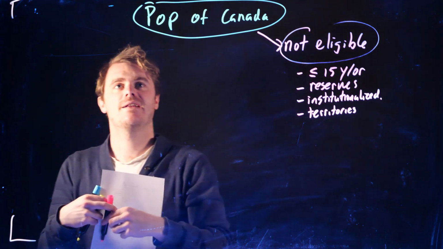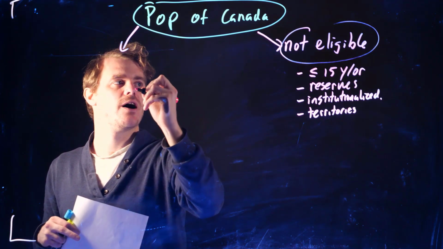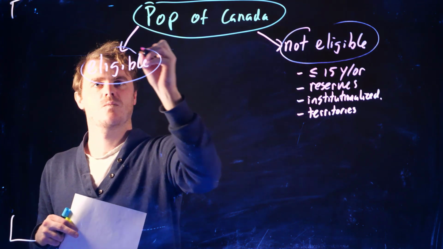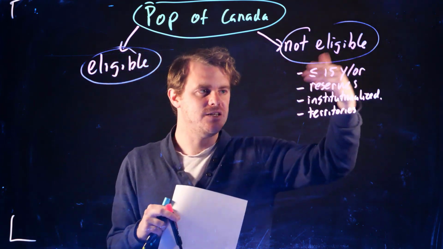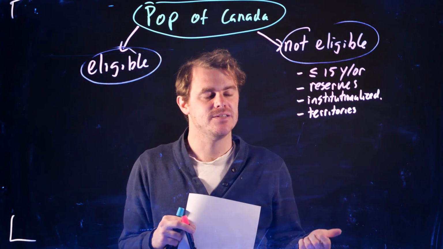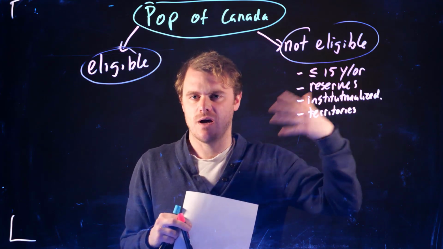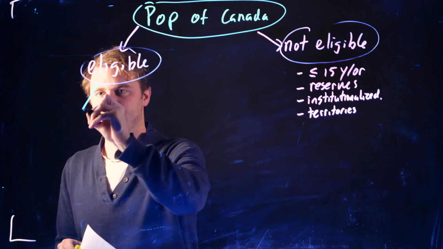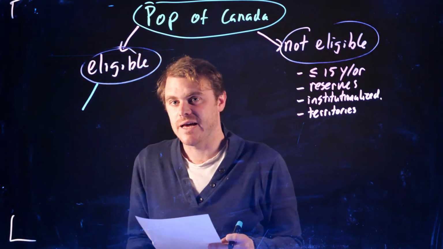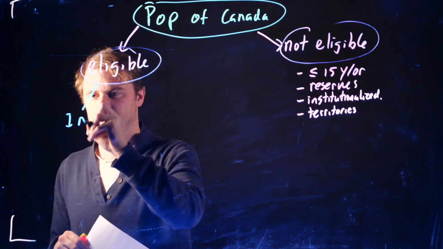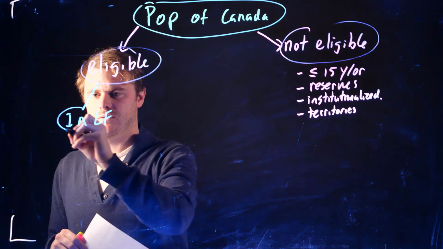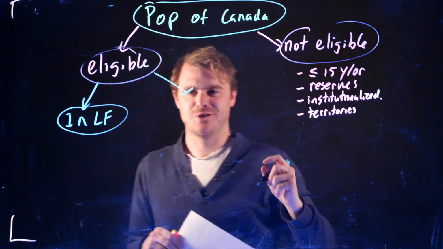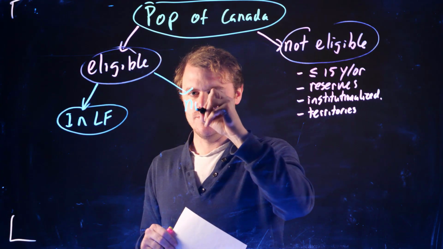And then on the other side, we have those who are eligible. Right, so those who are greater than 15, civilian, don't live on reserves, and are not institutionalized. Then from this group, we have those who are in the labor force, and we have those, maybe I'll put arrows since I started doing arrows here, who are not in the labor force.